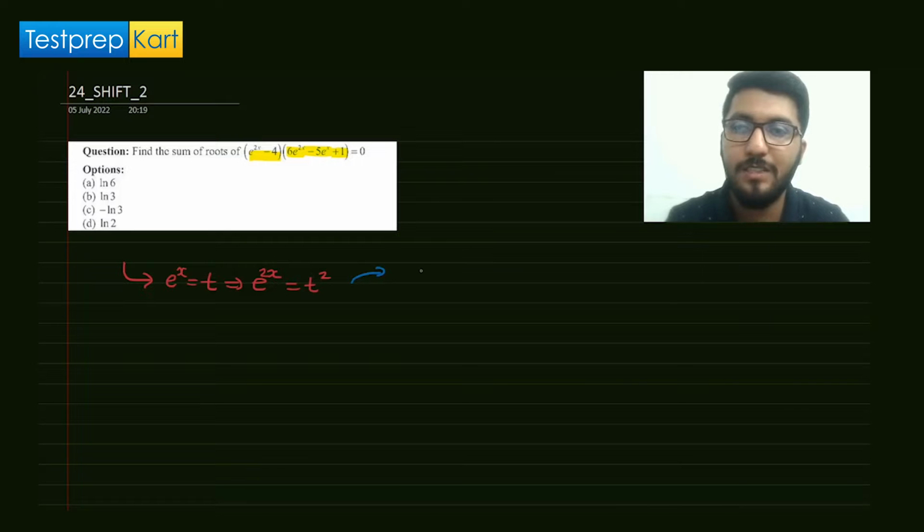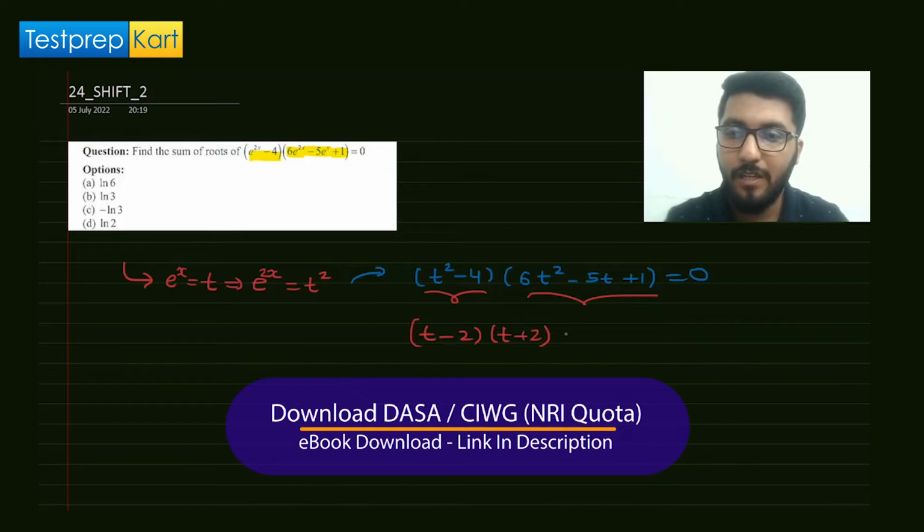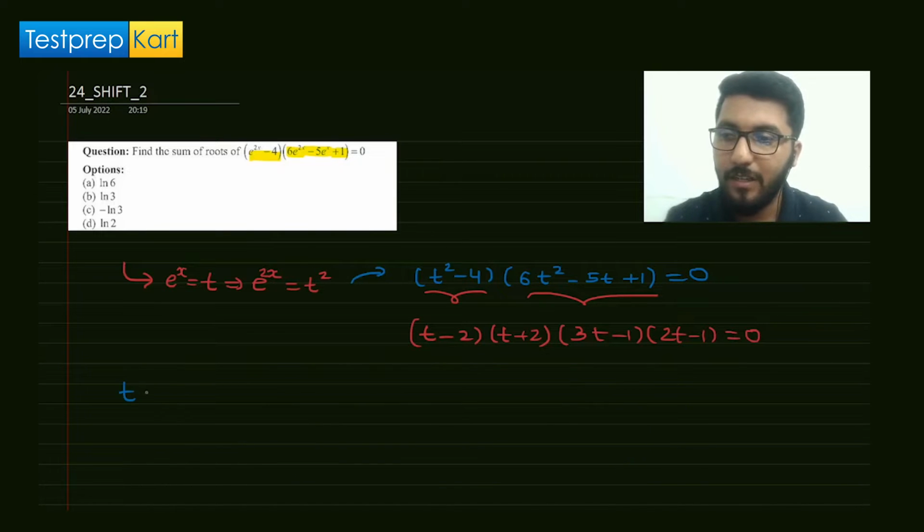If you do that, you can see that this will become t square minus 4 times 6t square minus 5t plus 1, right, equal to 0. Now simply apply the standard identities and splitting the middle term for this quadratic, and you will get t minus 2, t plus 2 as the factors of the first bracket, and here you will get 3t minus 1 and 2t minus 1 equal to 0. So from here we will get t equal to minus 2, plus 1 by 3 and plus 1 by 2.